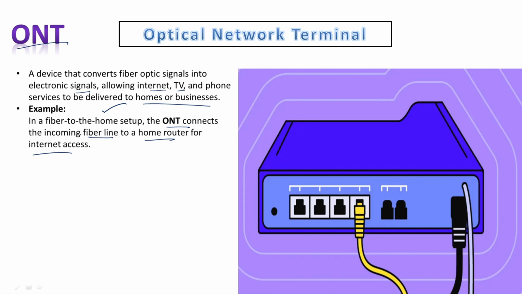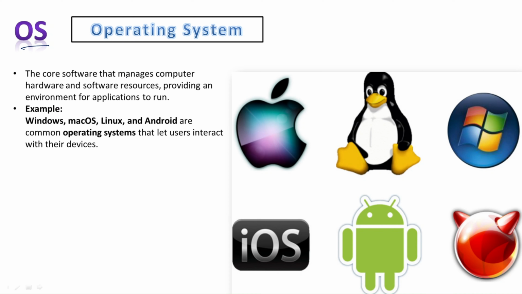OS, that is operating system. So it is the core software that manages computer hardware and software resources, providing an environment for applications to run. For example, Windows, macOS, Linux, and Android are common operating systems that let users interact with their devices.